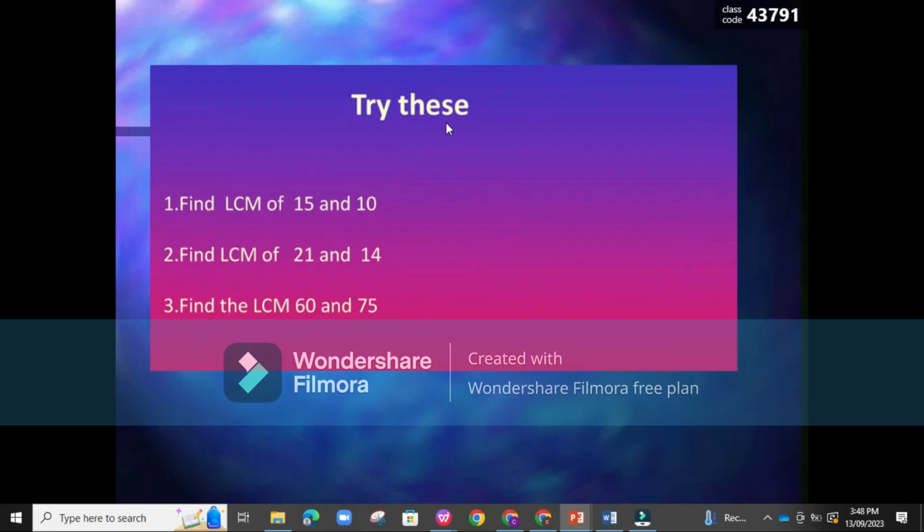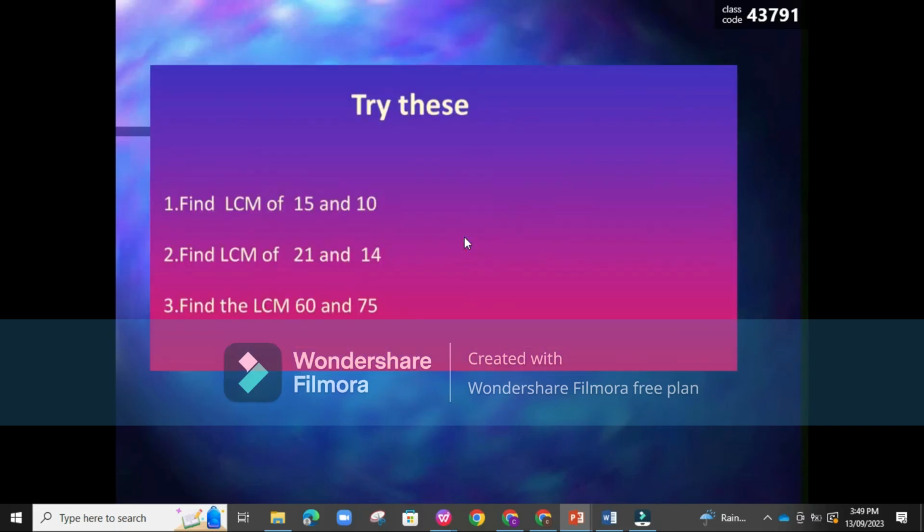So now it's your turn to try finding the LCM of 15 and 10. Find the LCM of 21 and 14. Find the LCM of 60 and 70. And I want you to use all the methods, the listing method and the prime factorization method. But under the prime factorization method, I want you to use both the factor tree and the ladder method. Okay? So only 3 numbers to explore on getting the LCM or LCD using different methods.